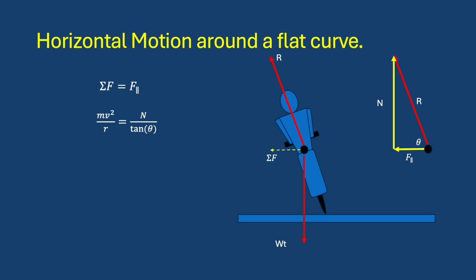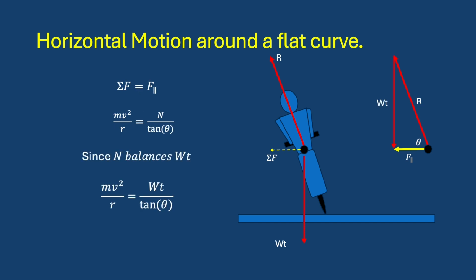and the parallel component, we can see that this lean theta has a relationship. Tan theta equals N on F parallel. Because of this relationship, we can say that the parallel component of our reaction force must equal N divided by tan theta. Since the weight force and the normal component of the reaction force are equal in magnitude, we can now say that mv squared on r is equal to weight divided by tan theta.